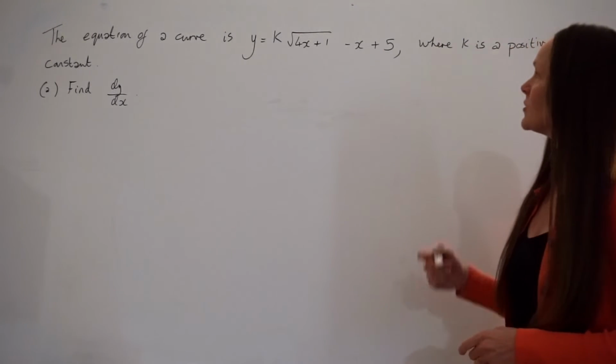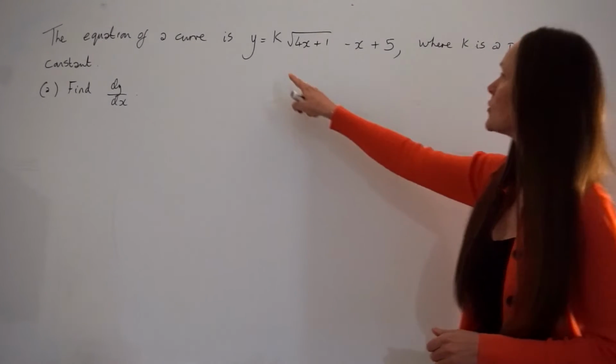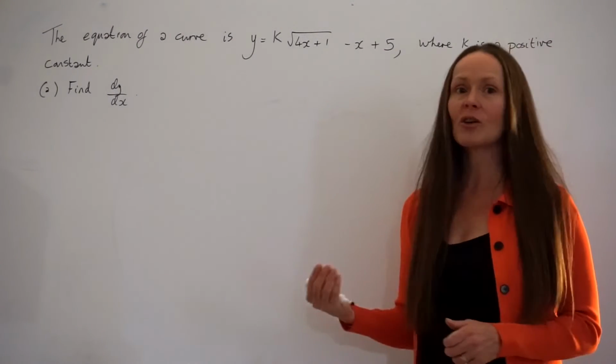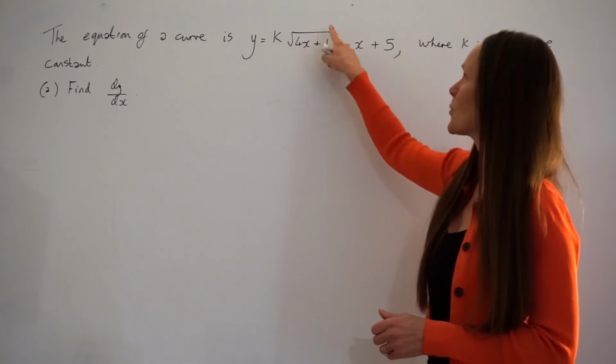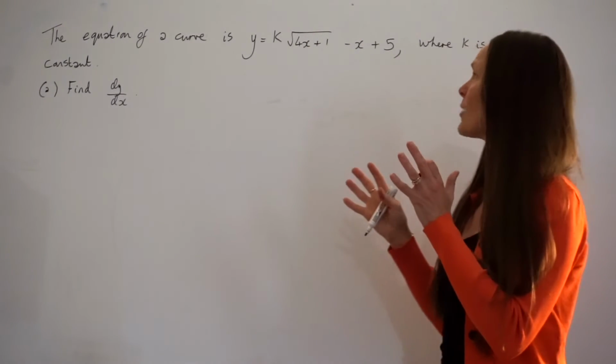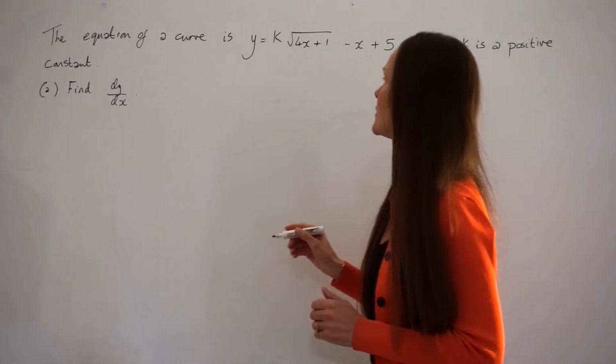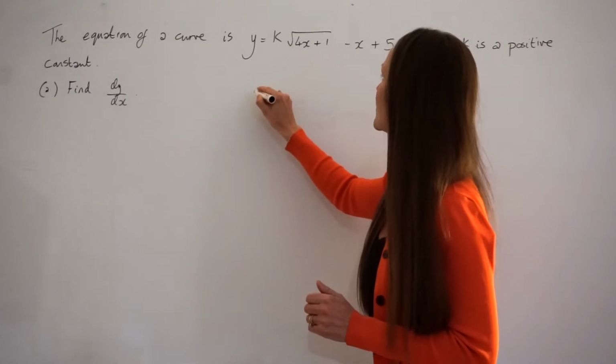So what I'm going to do first of all is rewrite the equation of the curve, writing it in its power form. Instead of using this square root symbol, I'm going to pop it into brackets and use powers instead. So this equation would look like this.